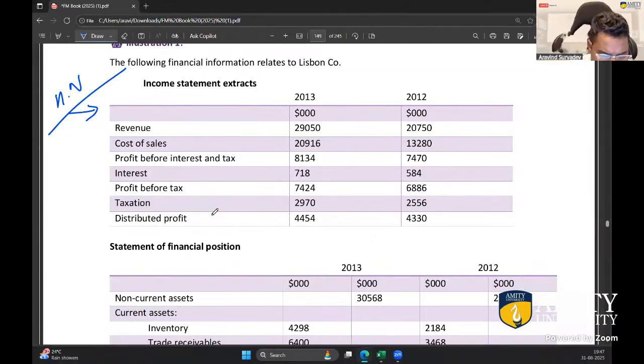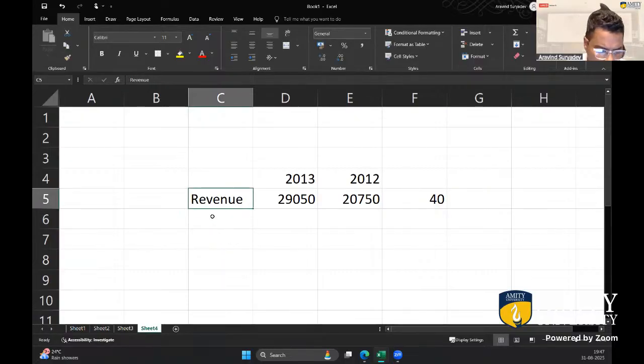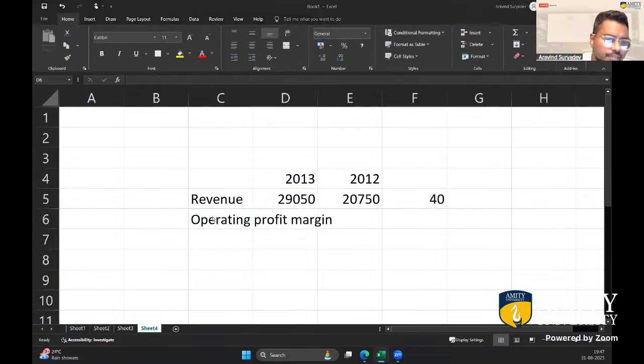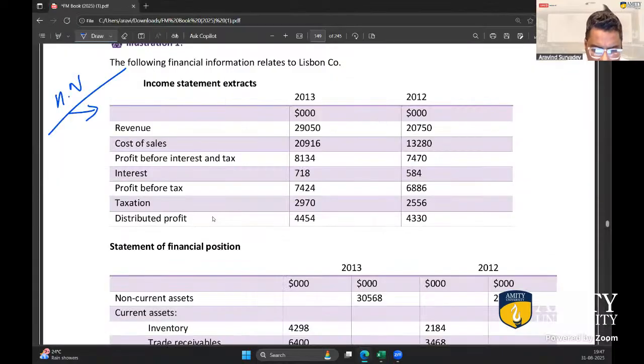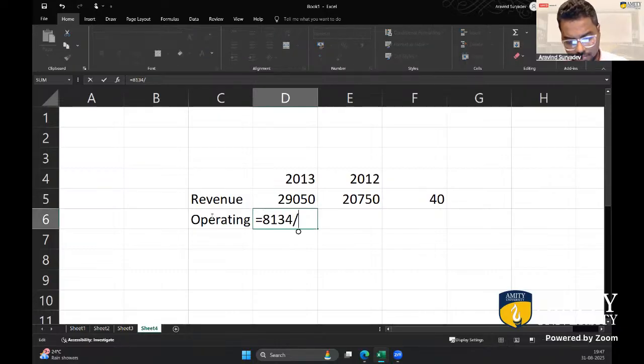If you can see this, I can see profit before interest and tax. I think we can use that for the operating profit margin. Some people call it net profit, but I like to call it operating profit margin. What were the numbers? It was 8134 and 7470. So 8134 divided by the revenue of that period, multiplied by 100.